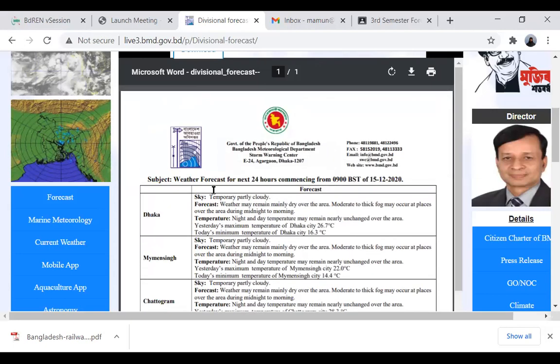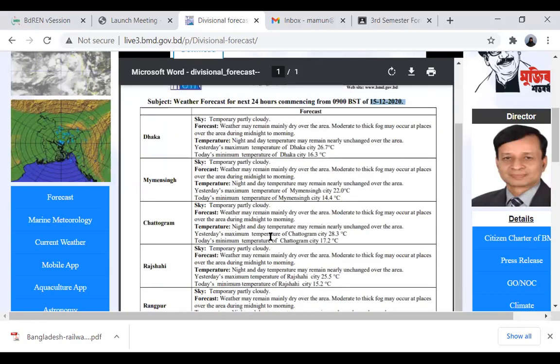For example, I'm interested in Chattogram, so I can get the information from here. The sky is temporarily partly cloudy. Okay, first of all, when has this started? It has commenced at hour 9 of today, 15-12-2020, for 24 hours. So from today 9 to tomorrow 9 morning.